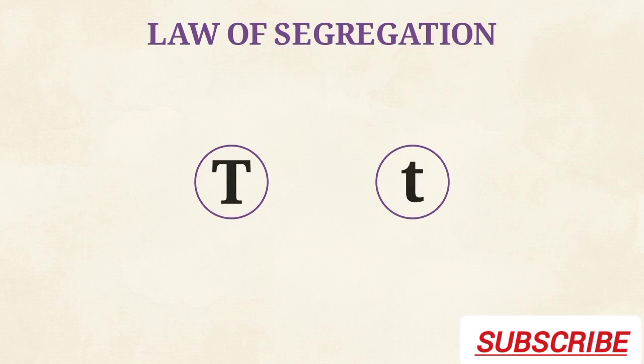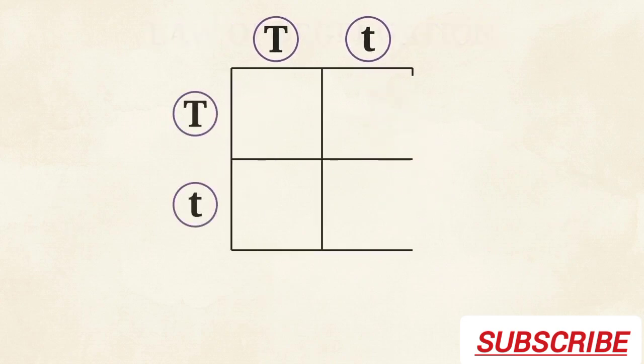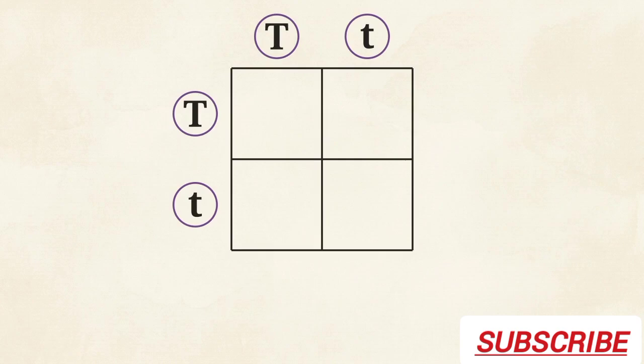The law of segregation dictates that when this plant forms gametes, that allele pair must physically split. Each gamete gets exactly one allele, guaranteeing they never mix. If we take two of these heterozygous Tt plants and cross them, we map the probabilities using a Punnett square.